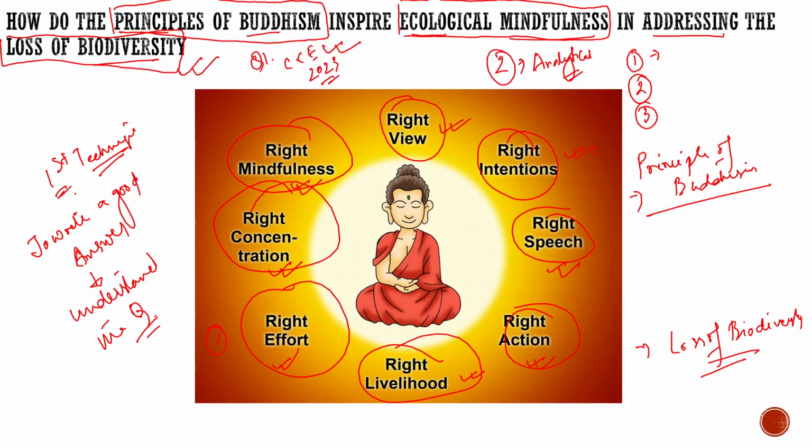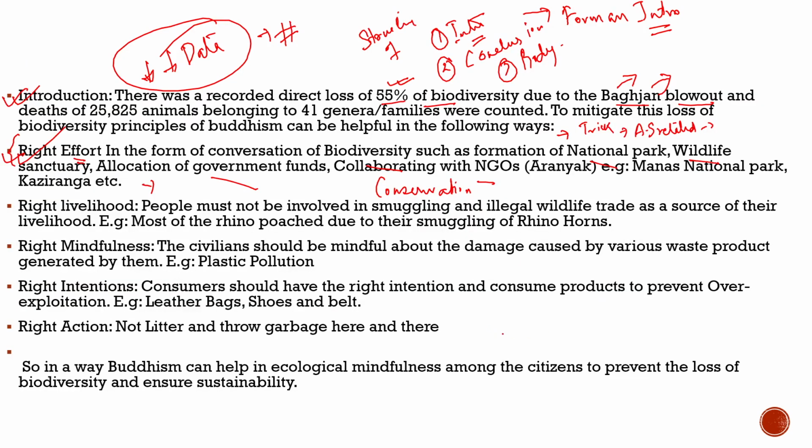Then the second is right livelihood. As we know, what is the main purpose of illegal wildlife trade? Mostly to earn money. And most people earn money for what? Livelihood purposes. So if they get a right livelihood, they will not get indulged in smuggling and illegal wildlife trade. So what will happen? Ultimately, the loss of biodiversity will get addressed, isn't it?